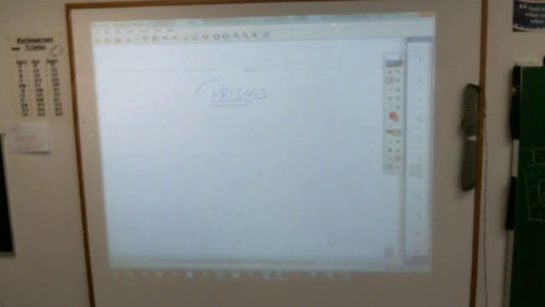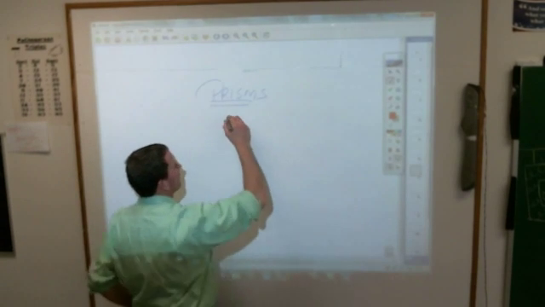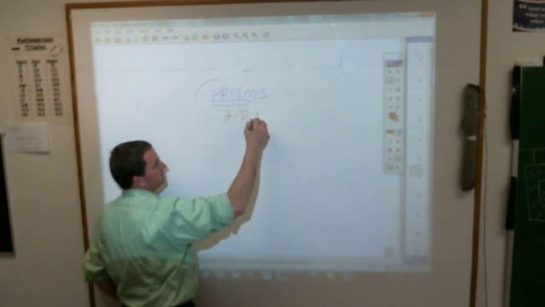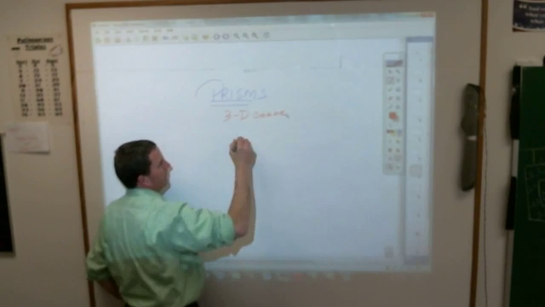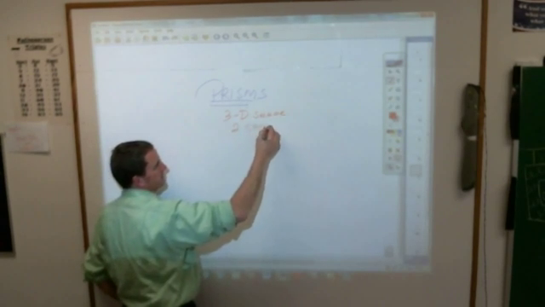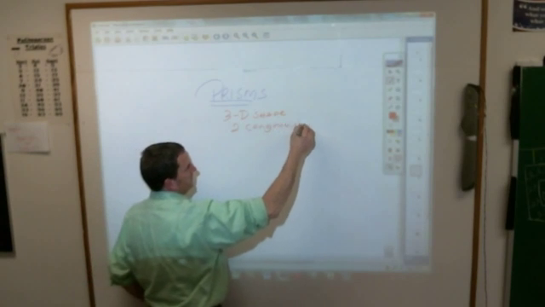Write down the word prisms. We just have a very short yet exciting discussion about prisms. The exact definition of a prism, children, right out of the book, is a three-dimensional solid with two congruent bases. A 3D shape that has two congruent, which means exactly the same, bases.